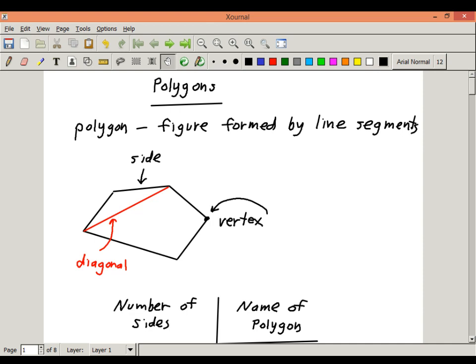So you see in my drawing there that you have what looks like a five-sided figure, all connected by line segments. The point of connection of the line segments is called the vertex, so you see that there. The segments are called sides of the polygon. And if you can connect two vertices or non-consecutive vertices, so in other words, not next to each other, you have a diagonal of the polygon. So we're going to talk about those in this lesson.